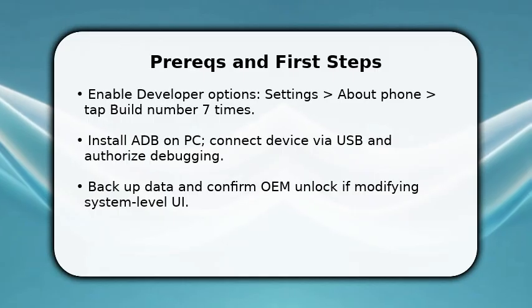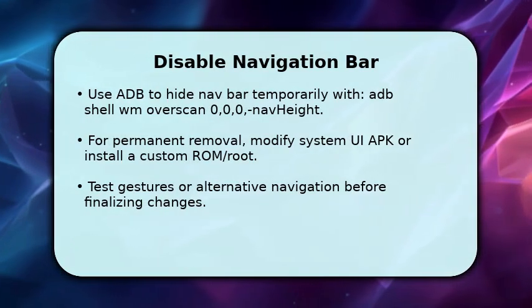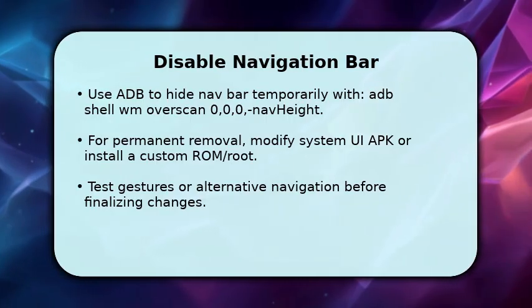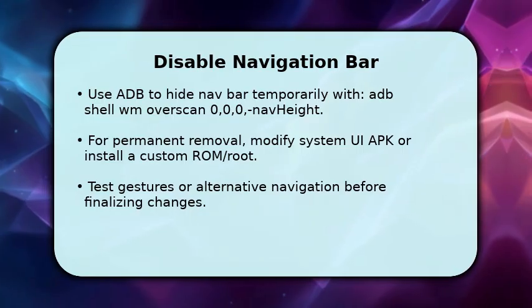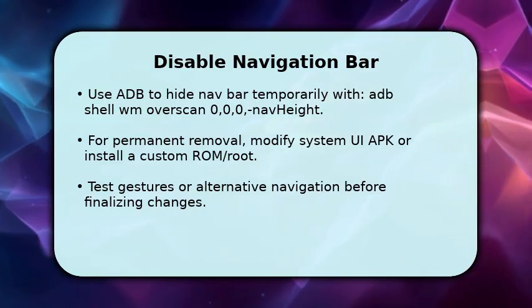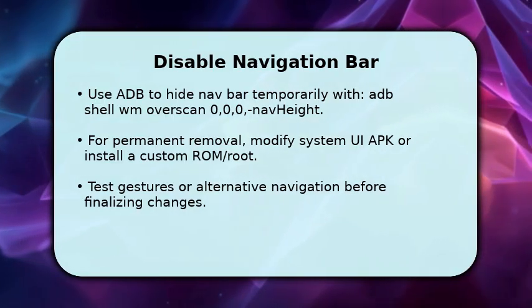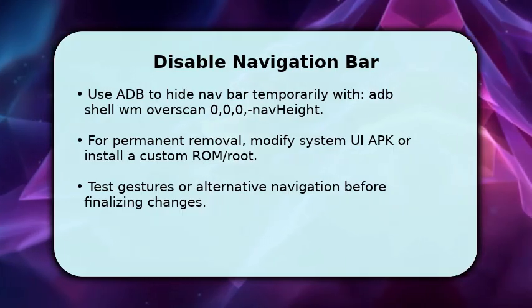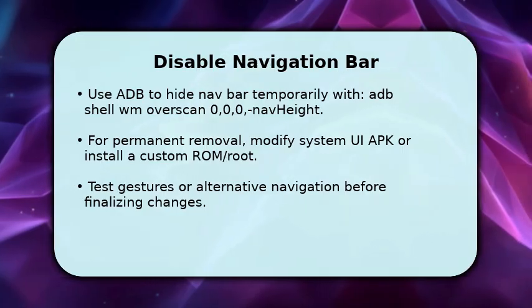You will now hide or remove the navigation bar. For a temporary test, use ADB commands to adjust overscan or disable the nav via settings provider. This shows the impact without permanent changes. If you want a permanent solution, you must root the device or install a custom ROM and edit system UI resources or use a module that removes the bar.